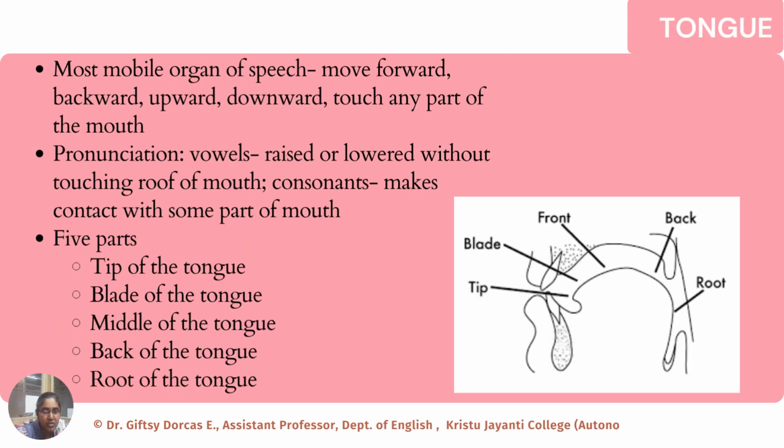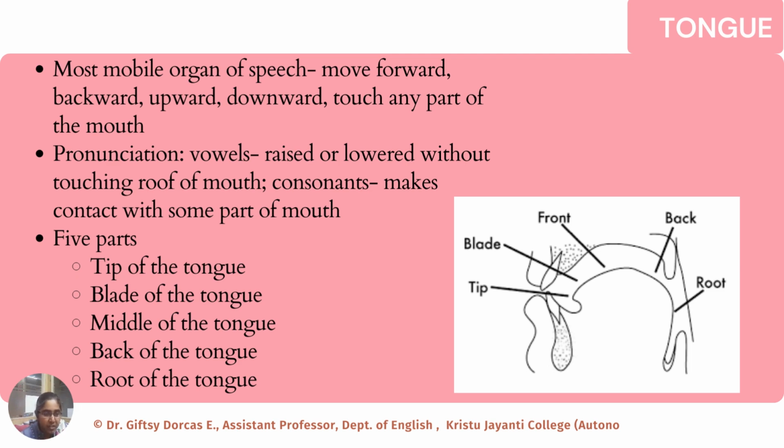And now moving on to the tongue. The tongue is the most flexible of all the organs, and we see it's the most mobile. It can move backward, forward, upward, sideward. It touches different parts of the mouth, and we see that in vowel pronunciation, the tongue is raised or lowered without touching the roof of the mouth, but when it comes to consonants, it makes contact with different parts of the mouth.